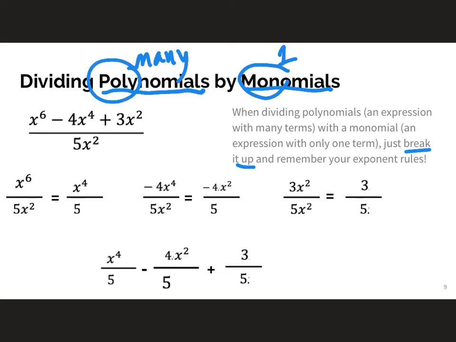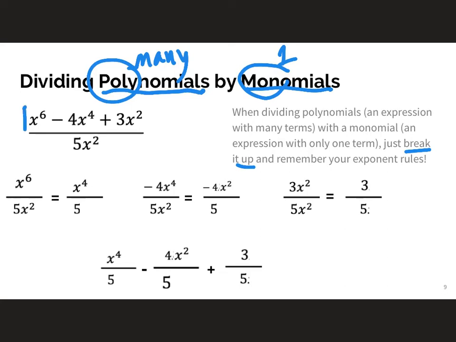And we're going to be covering exponent rules on days 4 and 5, right? But it's something that you're actually pretty familiar with already, right? So my first example, right, x to the 6th minus 4x to the 4th plus 3x squared is all divided by 5x squared, right? So I'm going to break it up by terms.